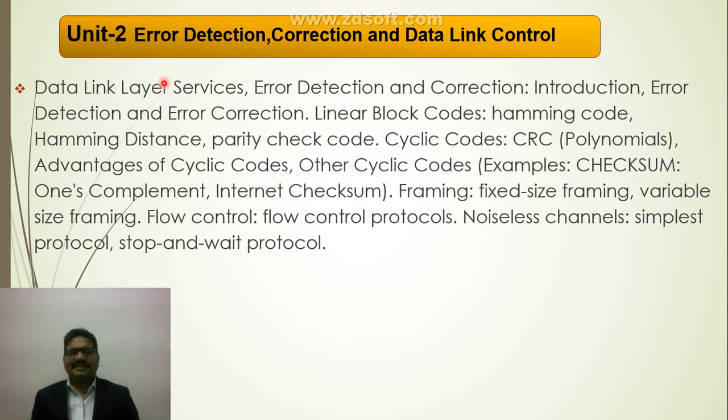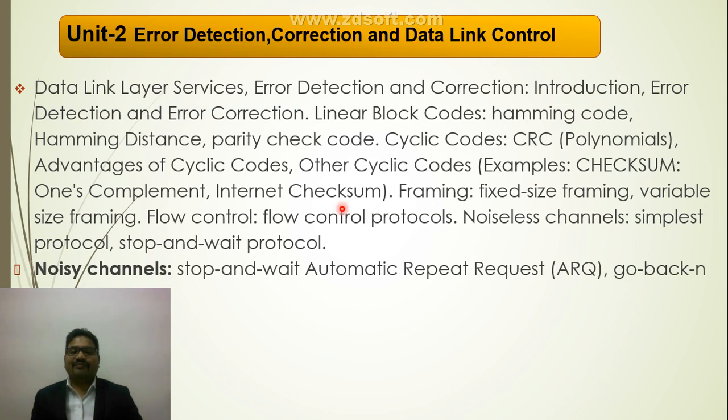Students, in this unit, basically we are going to study data link layer services, framing, error detection, error correction, flow control, error control, then what are linear block codes, then Hamming distance, what are cyclic codes, what is CRC, that is cyclic redundancy check, what are the different advantages of cyclic codes, why we are going to use these codes, then other cyclic codes like checksum, internet checksum.